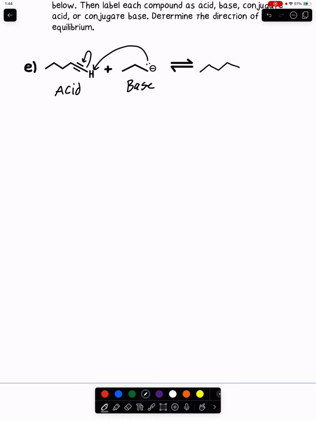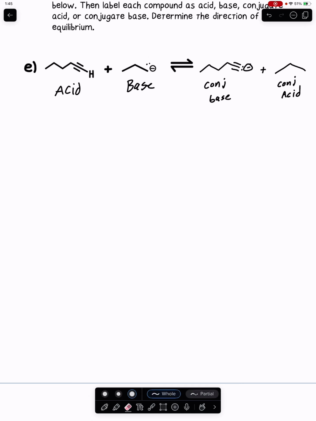So that means we're going to have this conjugate base plus propane, because the carbon of propane just picked up the proton. So this is the conjugate acid of the base we started with, and this is the conjugate base of the acid we started with. So now we labeled everything. So now we want to know the direction of the equilibrium here. Which way is it going to go?